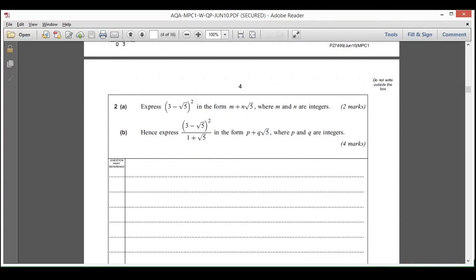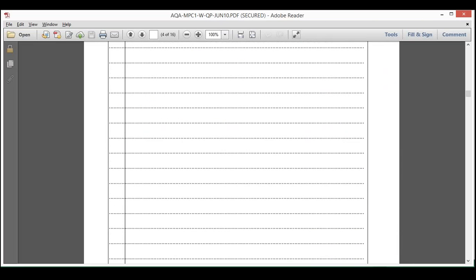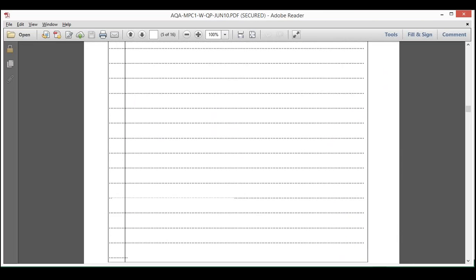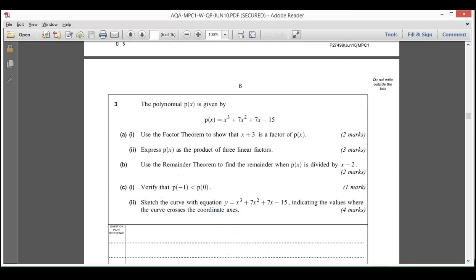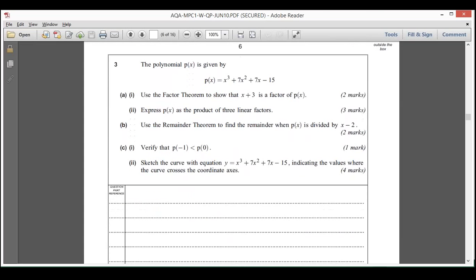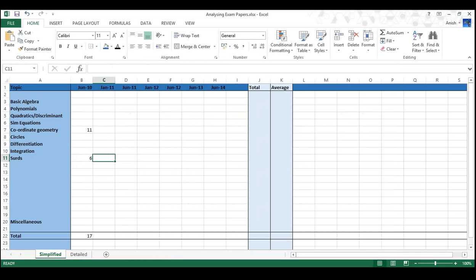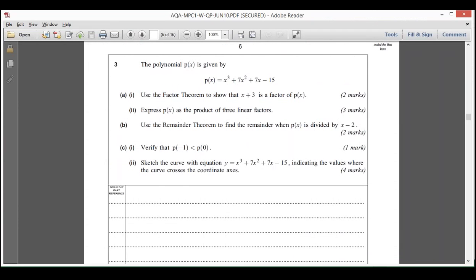Now it won't look like much to start off with, but once you've got a few papers, so I'm just going to go through this a little bit quickly, so I'm not going to ask you for every single one. Factor theorem, so that would come under polynomials. So we've got 2, 3, 2, so that's 7 marks. And since this is a simplified version, I'm probably going to put this all under polynomials. So this is 12 marks.